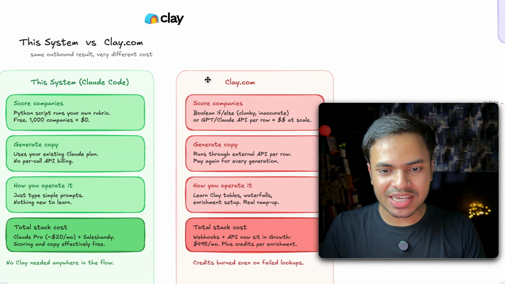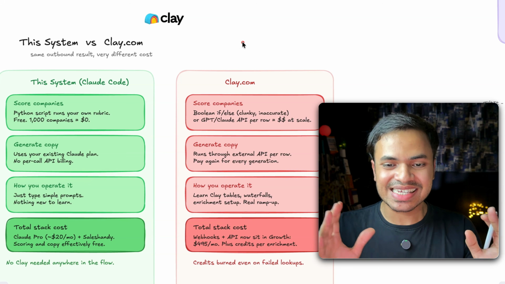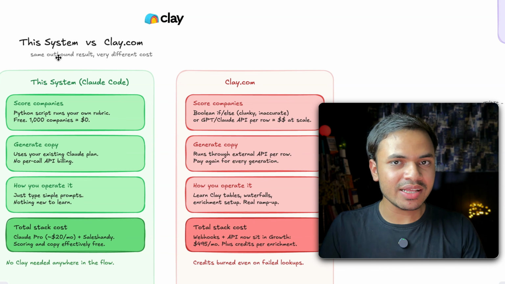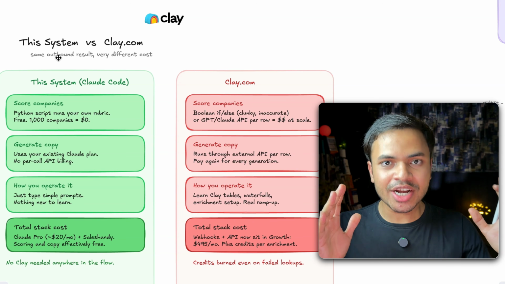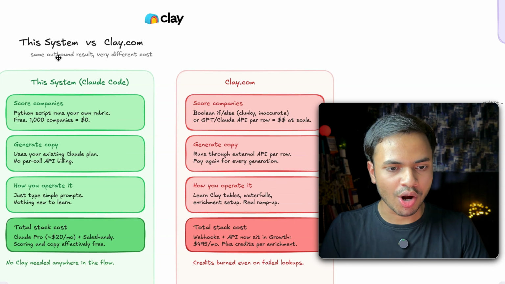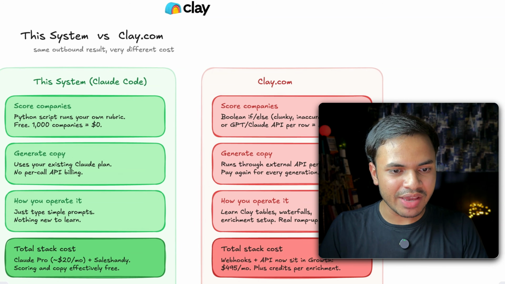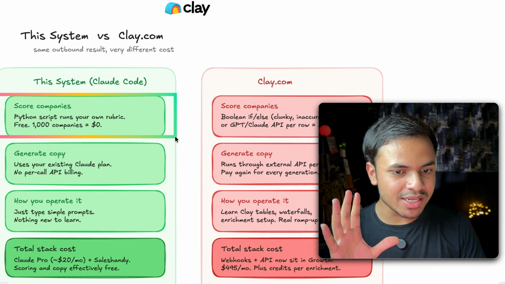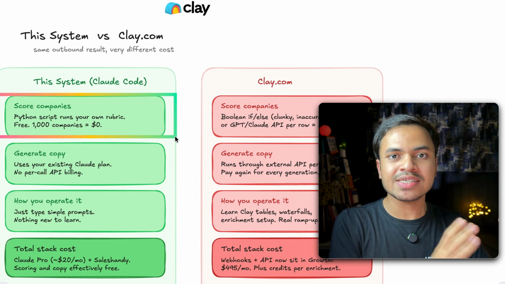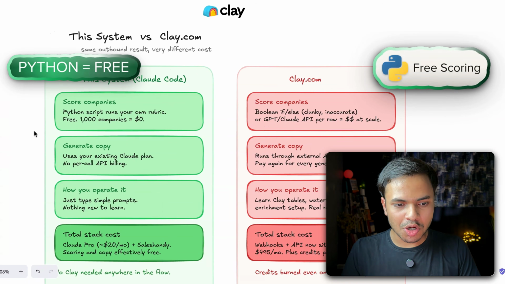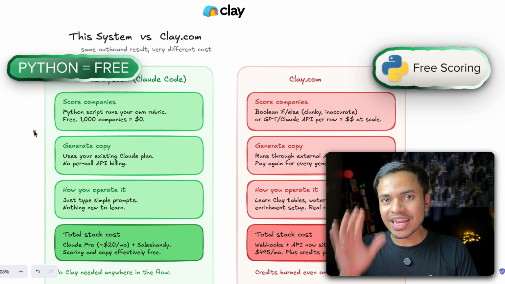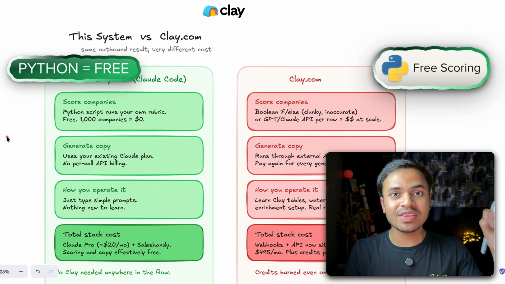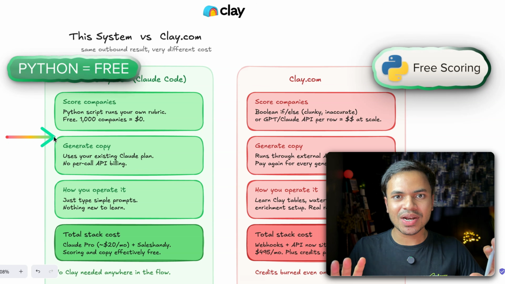Now the first problem with Clay is it's quite expensive, like seriously expensive. And when you are running 10,000 or even 100k companies, it's going to cost you a lot. But in our example, when we are scoring companies, we are using Python scripts that will run our own rubrics or own scoring metrics. So it does not matter if it has 10 companies or 10,000 companies, it is going to run with the same accurate data and is completely free.